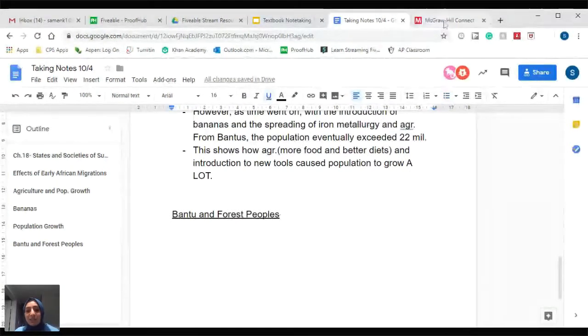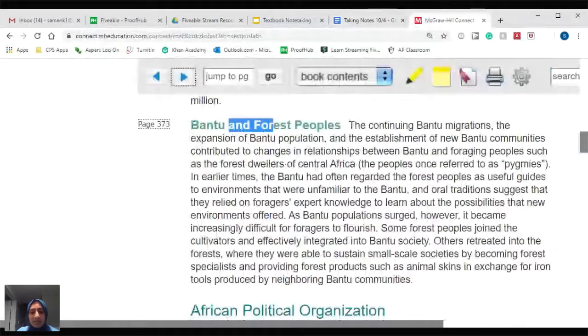Anyway, back to this. We have one more topic in this section. So we have the Bantus and the forest people. Again, I just want to sum it up: the continuing Bantu migrations and expansion. Also, before I continue, if there's a fact in the text that you think I should take notes on that I haven't put in the notes, then please tell me, because I might be leaving some important stuff out. So just tell me if I'm leaving anything out.